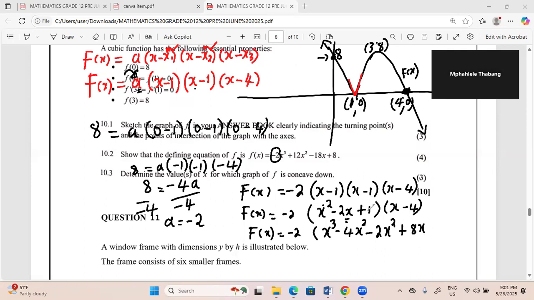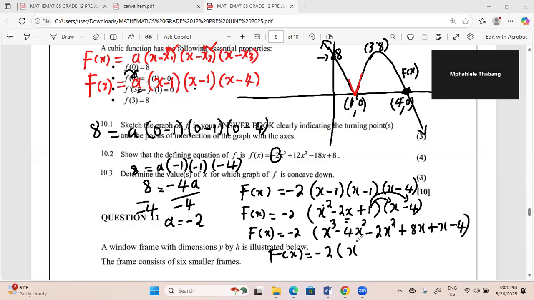Do the same with positive 1. Multiply it with everything in the other bracket. 1 times x is x. 1 times negative 4 is negative 4. f of x equals negative 2. We can group like terms.